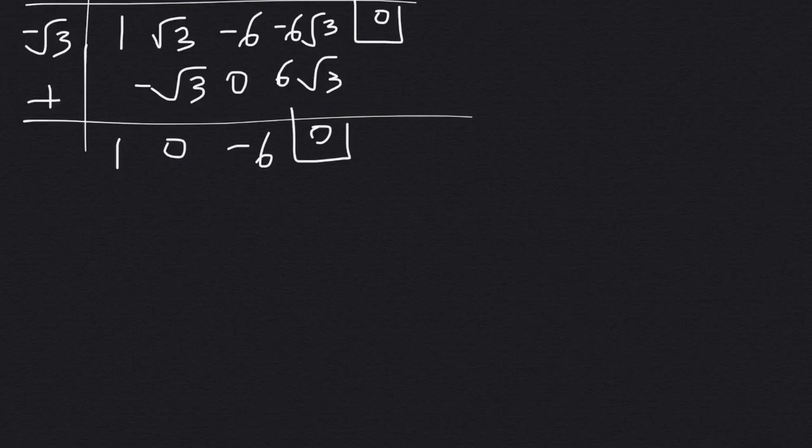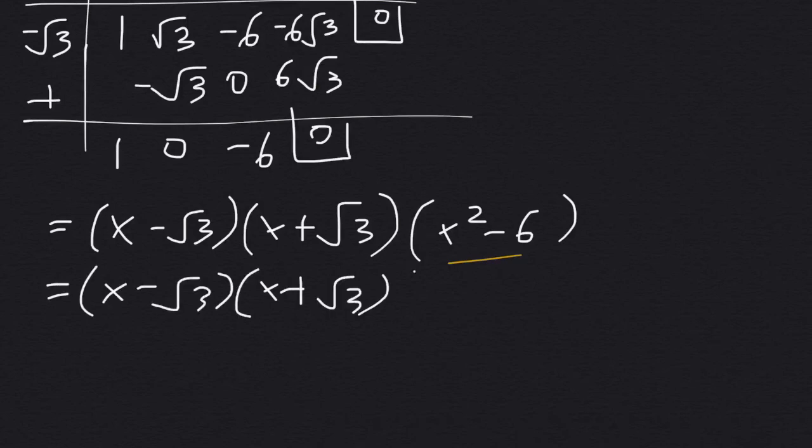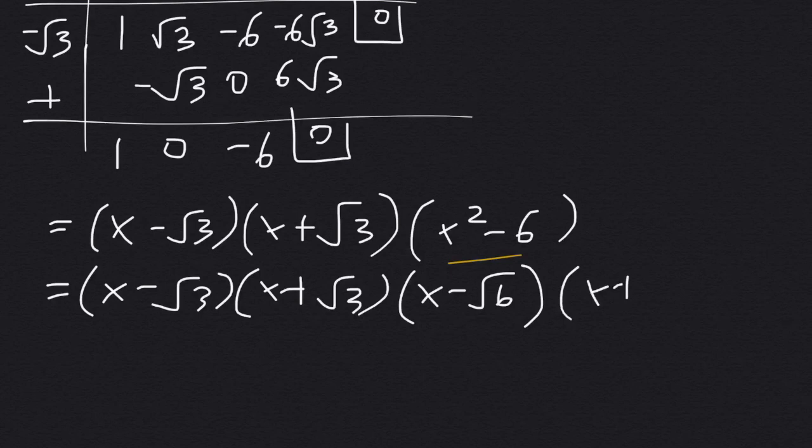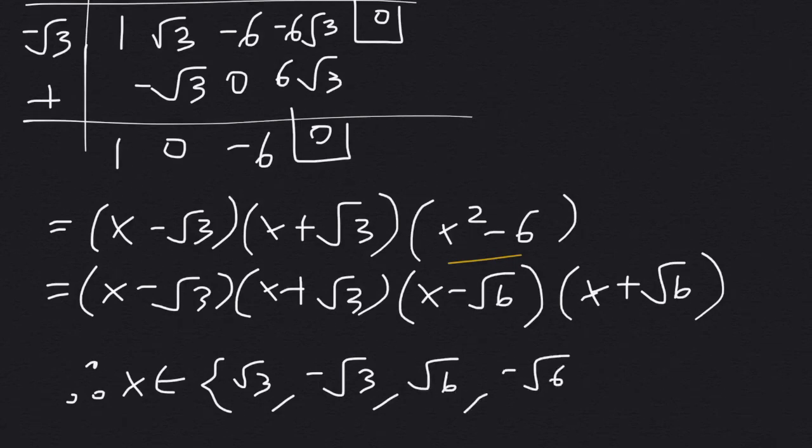And so now you can see what we're left with is x minus root 3 times x plus root 3 times x squared minus 6. This equation is a difference of squares. And so to factor this even further, we will have x minus root 6, x plus root 6. We can then say that our solutions for x are root 3, negative root 3, root 6, and negative root 6. And that's our final answer.